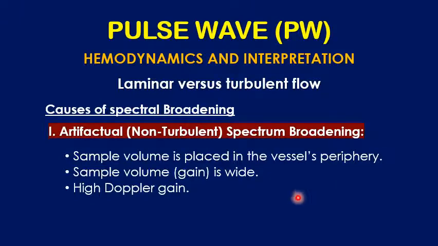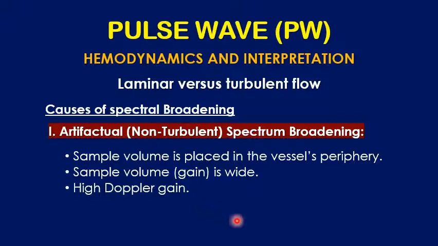Another one here, if I have a wide sample volume or a wide gate, what happens? It's the same principle. The sample volume is sampling a wider range of velocities. I will get spectral broadening. Or there is a high Doppler gain, which is sometimes also artifactual, an overgaining of the Doppler spectral waveform. You will get filling of the window and spectral broadening because of this high gain.